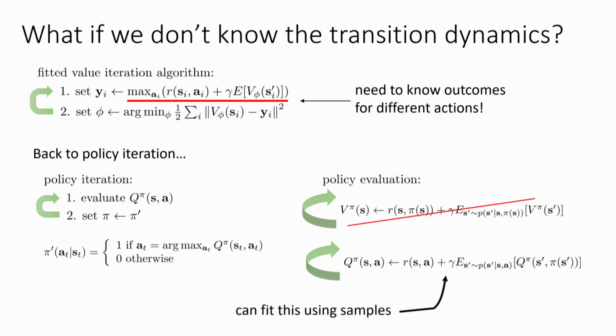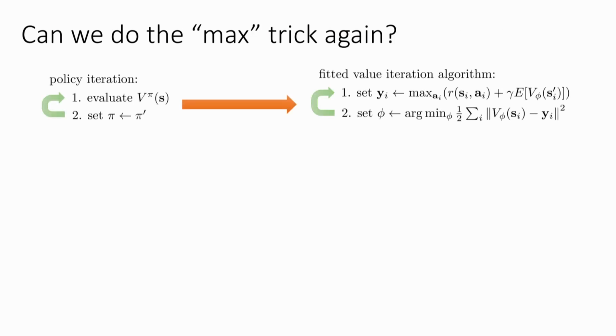So the Q function can be fitted using samples, and we can do this max trick again. Remember, before, what we did is we took our policy iteration with the value function, and we said, let's skip explicitly representing the policy and just stick in a max over A into our value updates. And this gave us an algorithm that did not require explicitly keeping track of the policy.